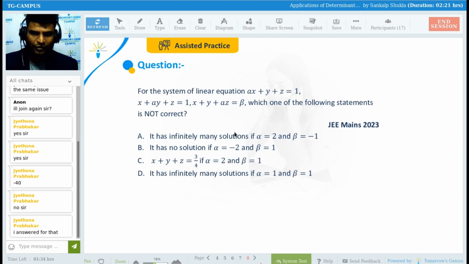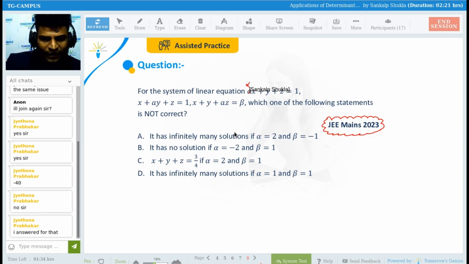Fine. So this question is from JEE Mains 2023. That means the very latest question that we are having. For the system of linear equations, again, it is not A, it is alpha. Alpha X plus Y plus Z is equal to 1. Okay, fine. I'll rewrite the question for you guys.